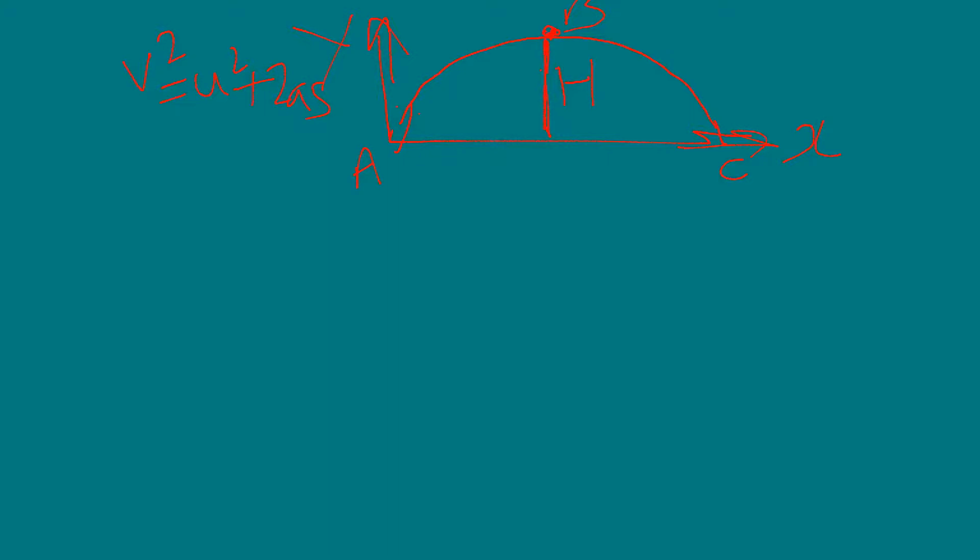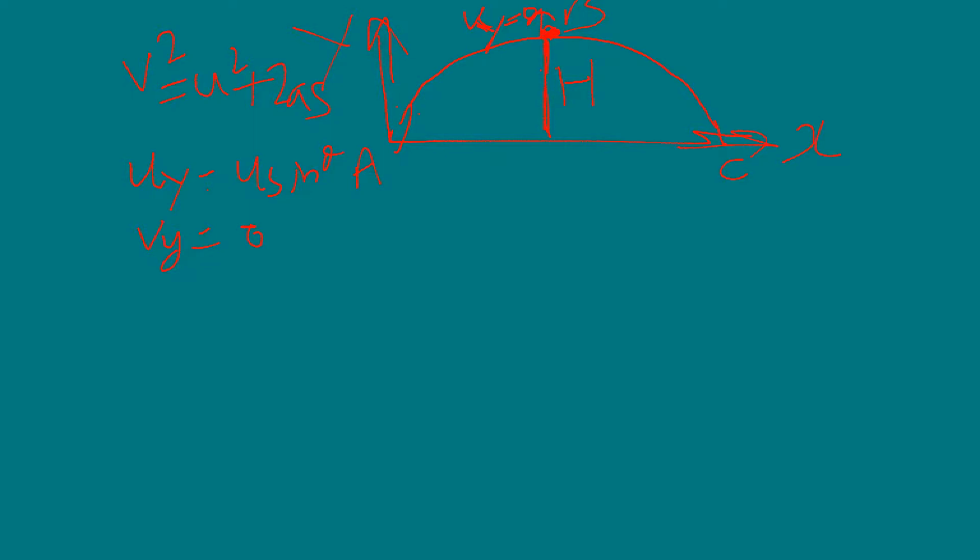At point B, along the y direction, the initial velocity along the y direction is u sin theta, and the final velocity along the y direction is 0, because here it is becoming 0 now. Vy equals 0.